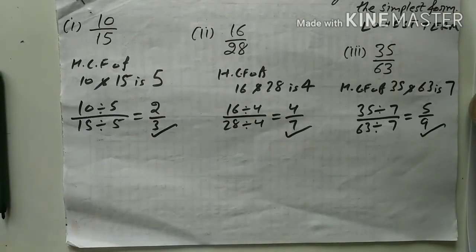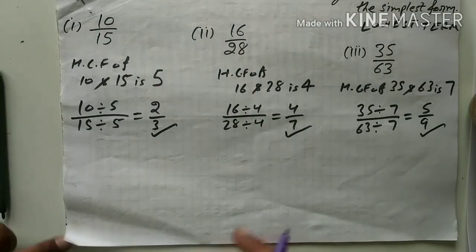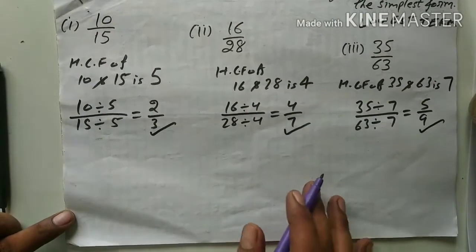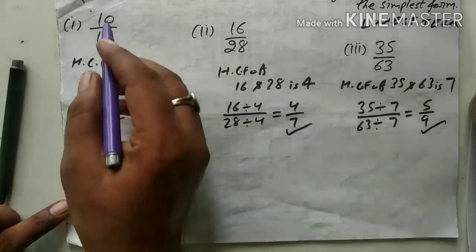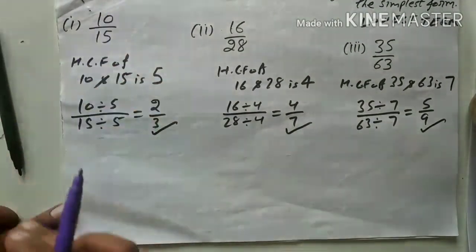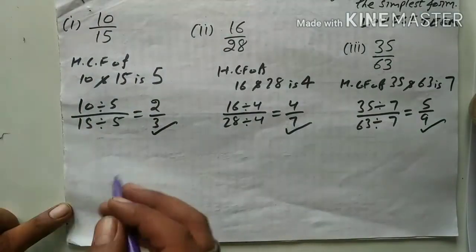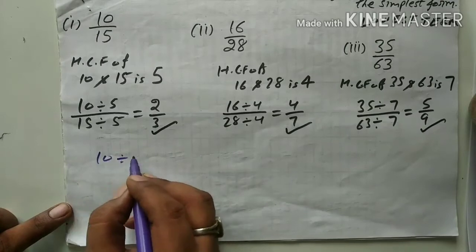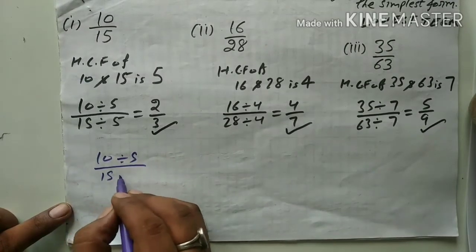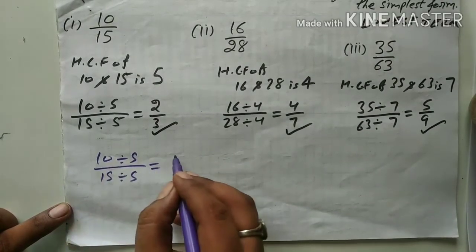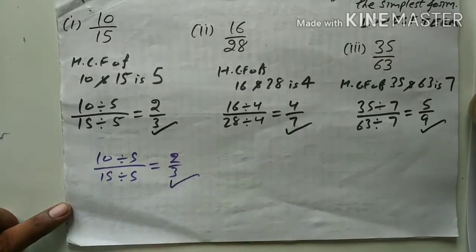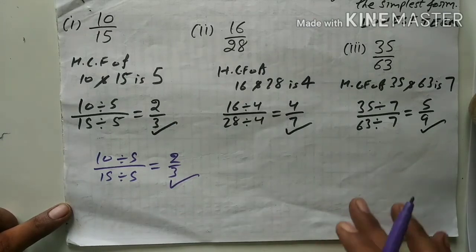Now student, we can directly find these ones. Now in this sync I am going to explore that method. Here you will see 10 and 15. 10 and 15 both are divisible by 5. So you can directly divide 10 by 5 and 15 by 5. So the answer is 2 over 3. So in this way you can also find the answer if you know the common factor of both the terms in the numerator and the denominator orally.